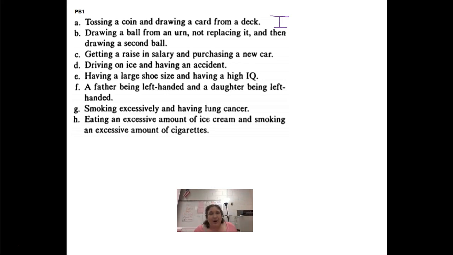Drawing a ball, now they call it from an urn. I don't know why they would say an urn, but drawing a ball from a container and not replacing it and then drawing a second ball. Dependent. Because it says not replacing, that's just like eating that M&M or that Skittle. Now, this one we've talked about before. Getting a raise in salary and purchasing a new car. Dependent. Technically speaking, just because you get a new salary doesn't mean you always will purchase a car. But for the most part, this is what they want you to think is dependent. You could also argue independent. Driving on ice and having an accident. Dependent.